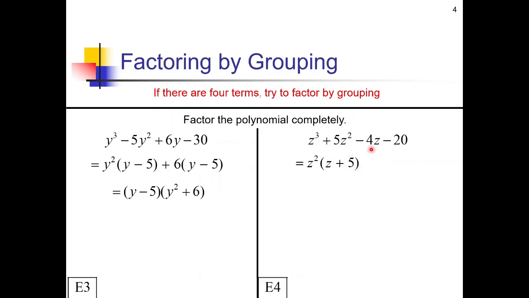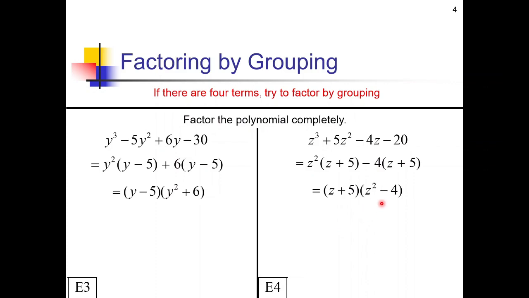And then for these next 2, we've got to be careful here. I'm going to take out a negative 4. And if I do that, that leaves me with a positive z, and negative 20 divided by negative 4 is positive 5. That gets me my duplicate parentheses that comes out of everything. And the leftovers now, z squared minus 4, is my other parentheses.